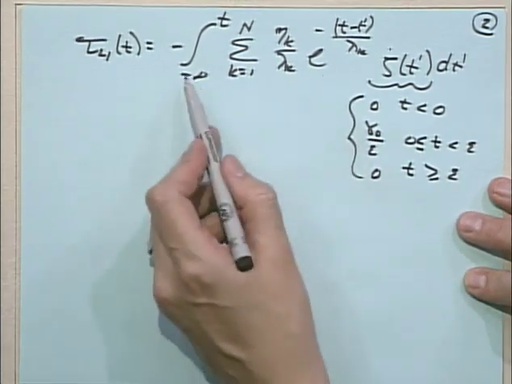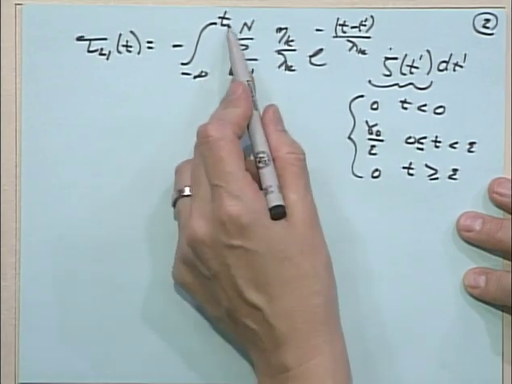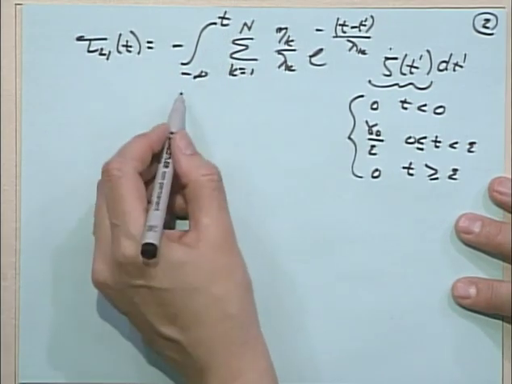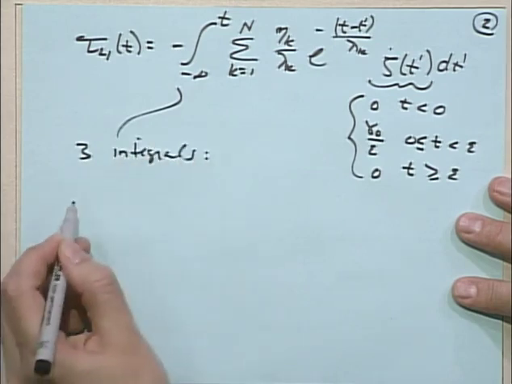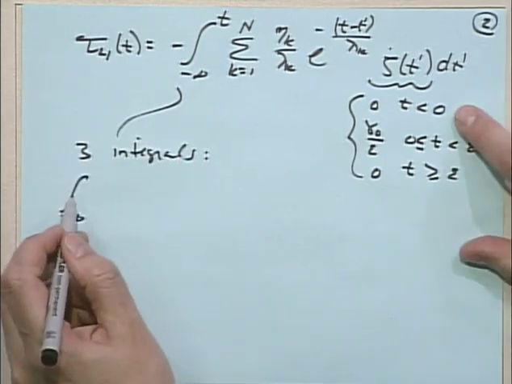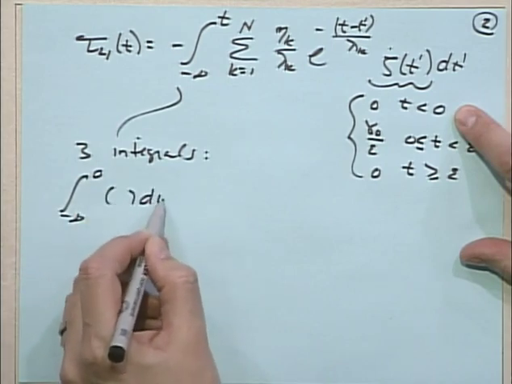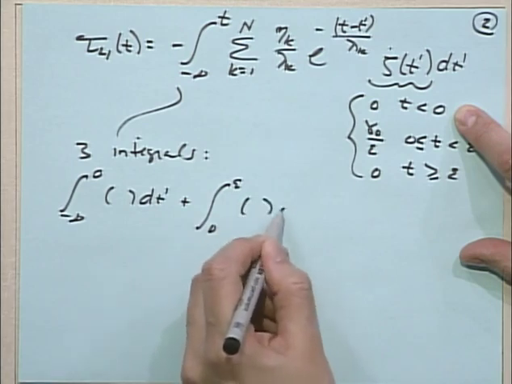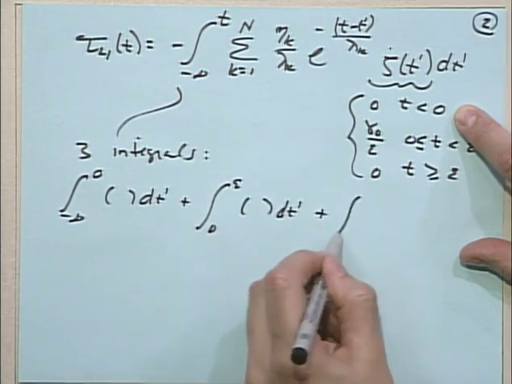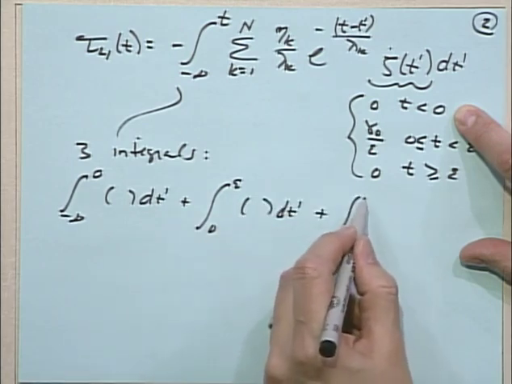So again, this integral goes from minus infinity to t. So it becomes 3 integrals. One from minus infinity to 0. One from 0 to epsilon. And one from epsilon to t.